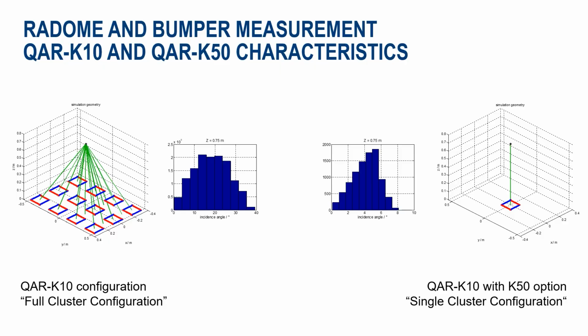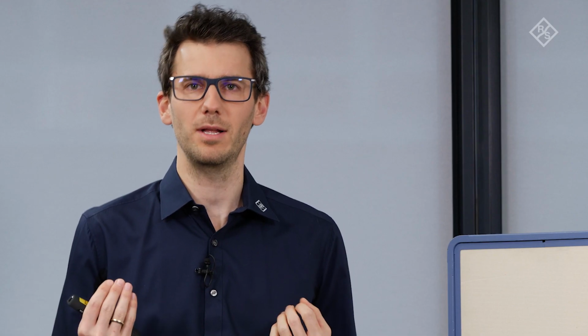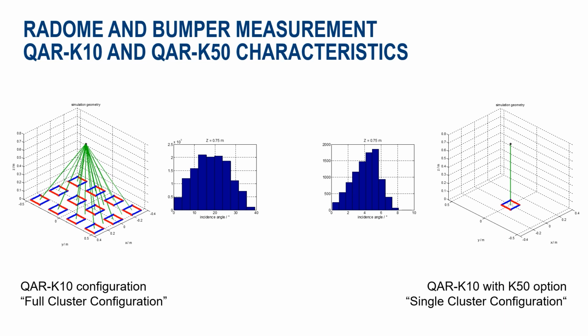When you look at the left-hand side of the slide, you see the standard configuration for the QAR-K10 software. So the distribution of the incident angles is shown on the blue chart. You can see that the typical incident angles are somewhere between plus minus 40 degrees, which, as mentioned before, usually is not a big problem because the automotive radar sensors have a certain incident angle as well, or have a certain field of view.